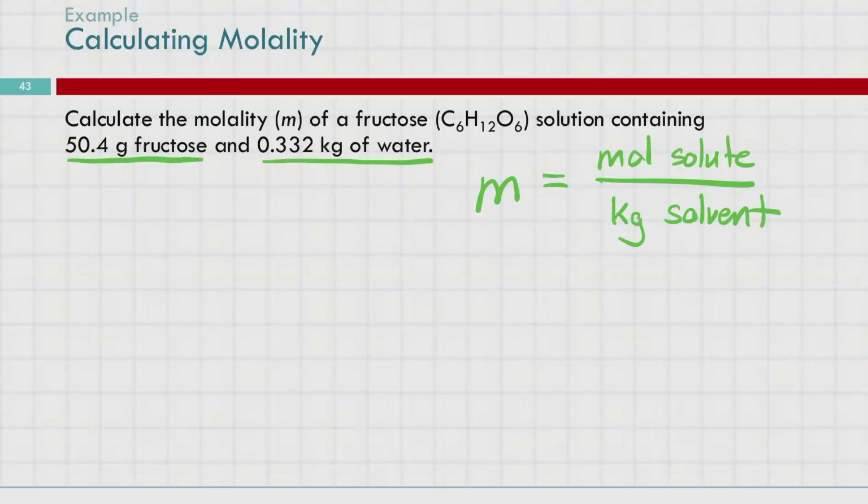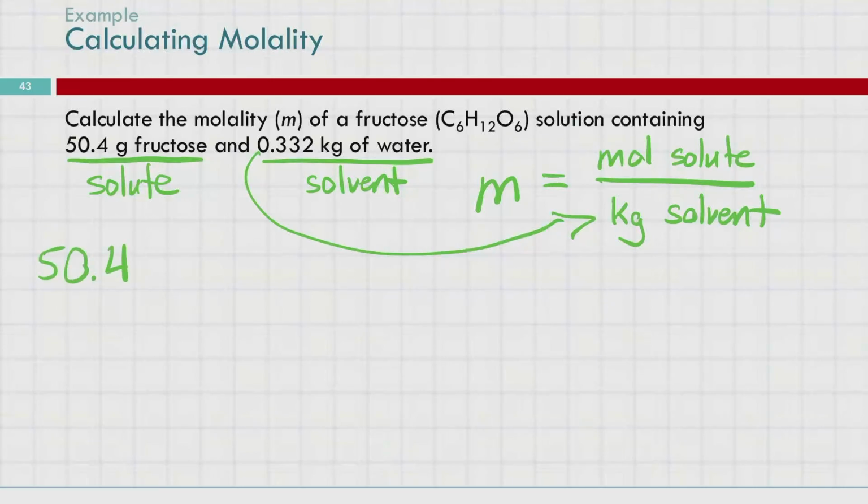Which of these two chemicals, water or fructose, is our solute? Fructose is our solute. And what does that make water? Solvent. So conveniently, we already have our water, our solvent, in kilograms. That's what we need for our molality, so that'll just plug straight in. However, for our solute, we have grams and we need to turn that into moles. And so we get to do a conversion.